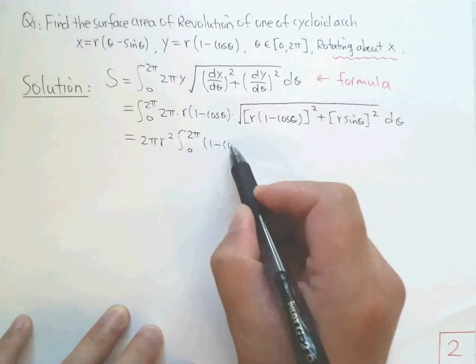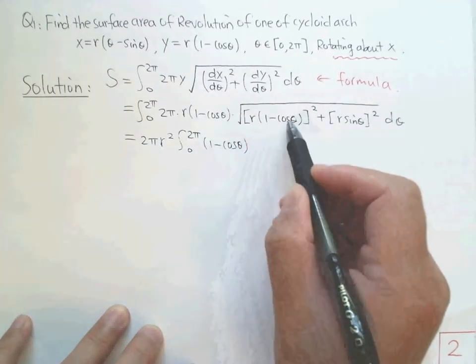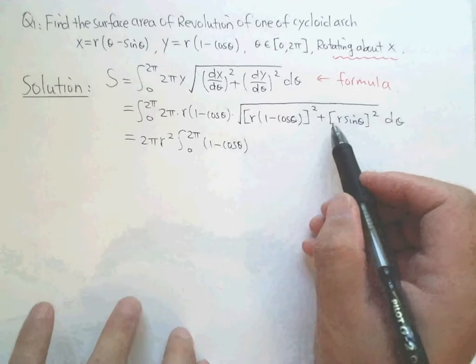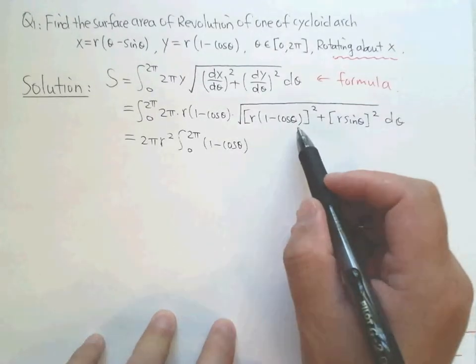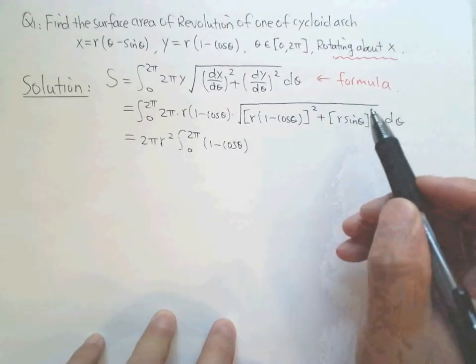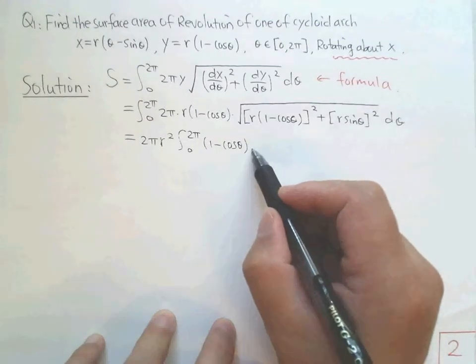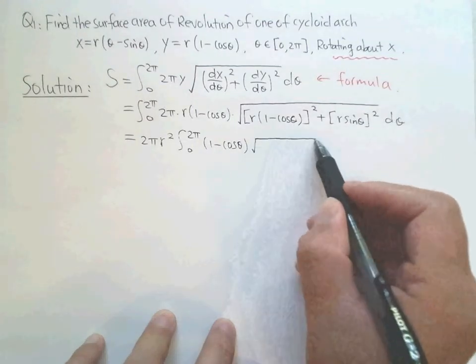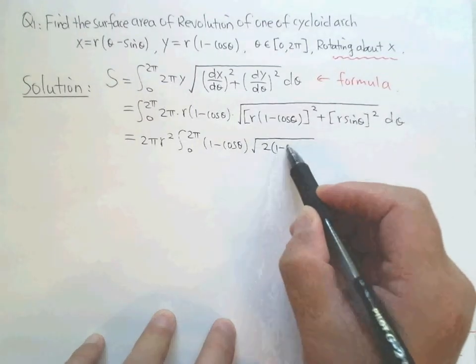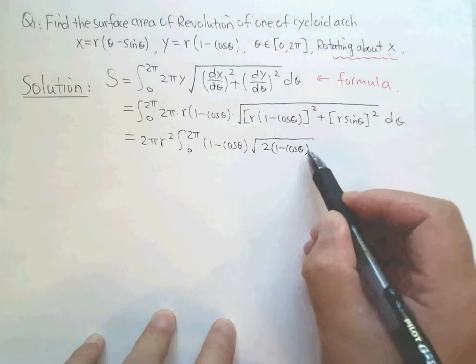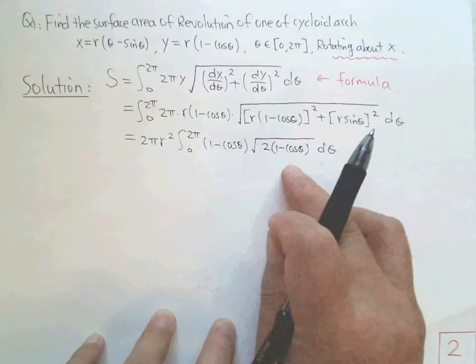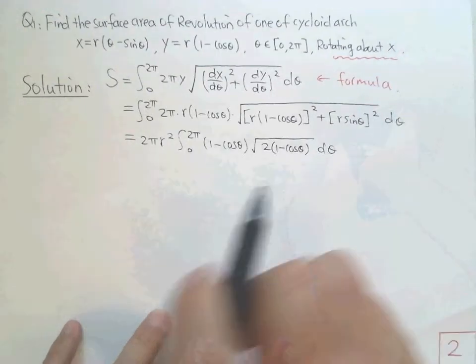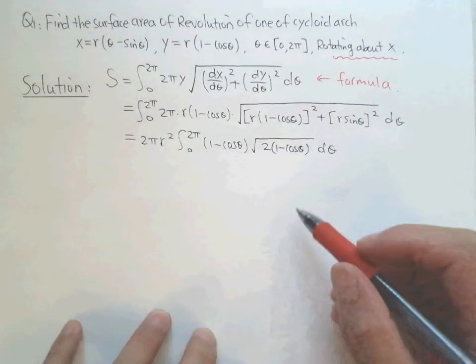Here we are left with 1 minus cosine theta, and there we are left with what? You use the Pythagorean identity: cosine squared plus sine squared equals 1. Then when we simplify, we get 2 times 1 minus cosine theta. This is much simpler than the first one. So now what do you do?